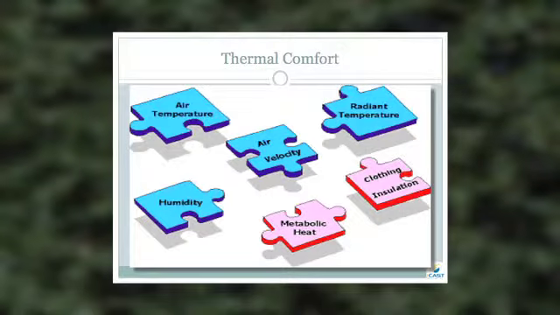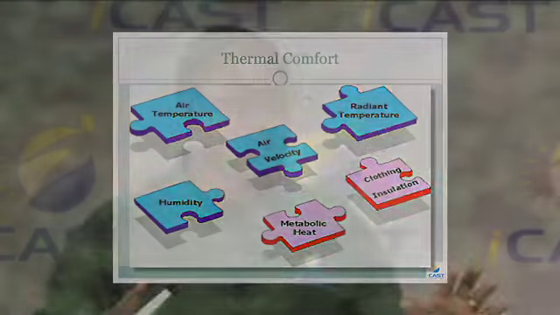Let's talk about some of the factors that contribute to thermal comfort. Air temperature, air velocity, radiant temperature, humidity, metabolic heat, clothing, and insulation, okay? These are the 6 factors that contribute to thermal comfort. So we'll talk about each one of these in turn and what they do. How do they contribute to thermal comfort?